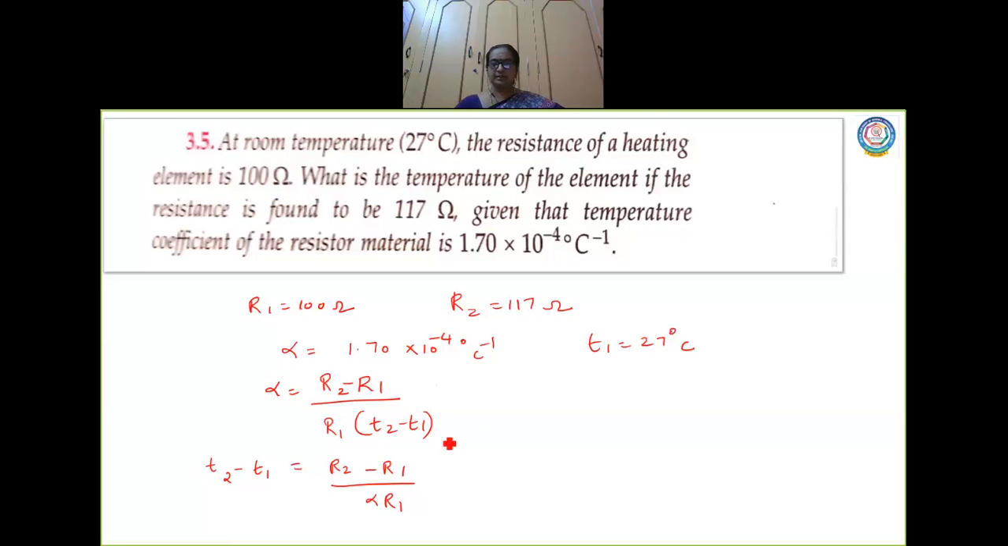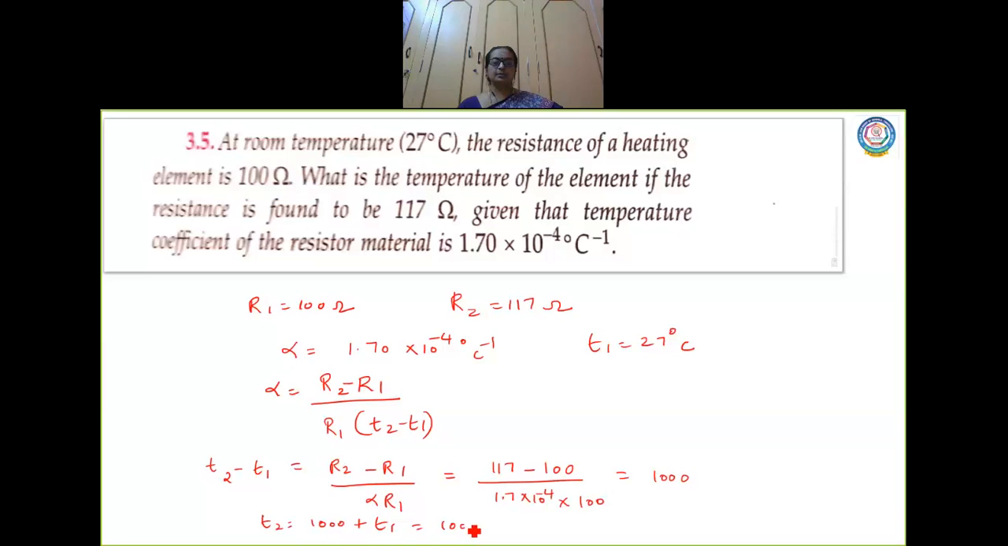Now substitute the values, children. R2 minus R1 is 117 minus 100, divided by the alpha value 1.7 into 10 power minus 4, into the resistance at room temperature, which is 100, right? So substitute, and you will have the answer to be 1000 here, which is the temperature difference. But I want T2. So T2 will be 1000 plus T1, right?